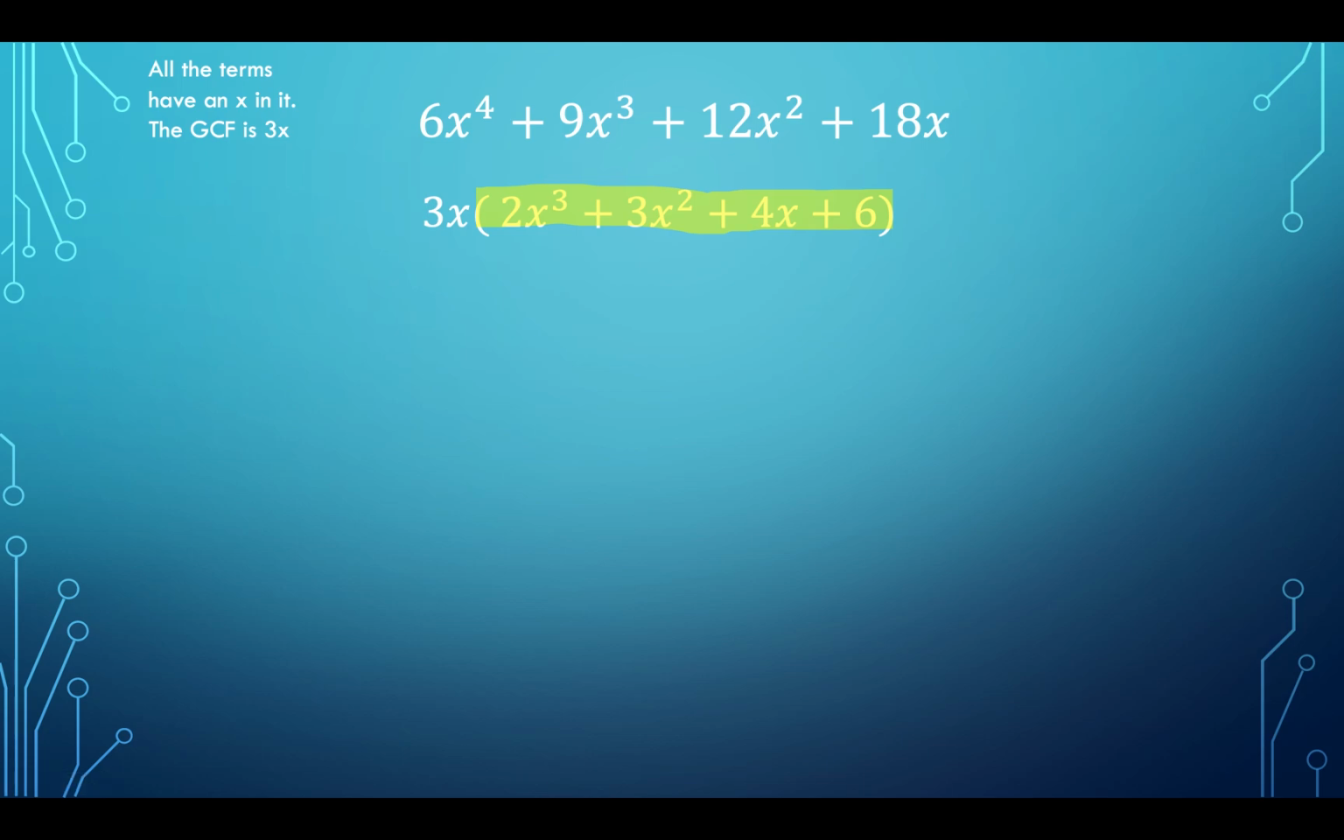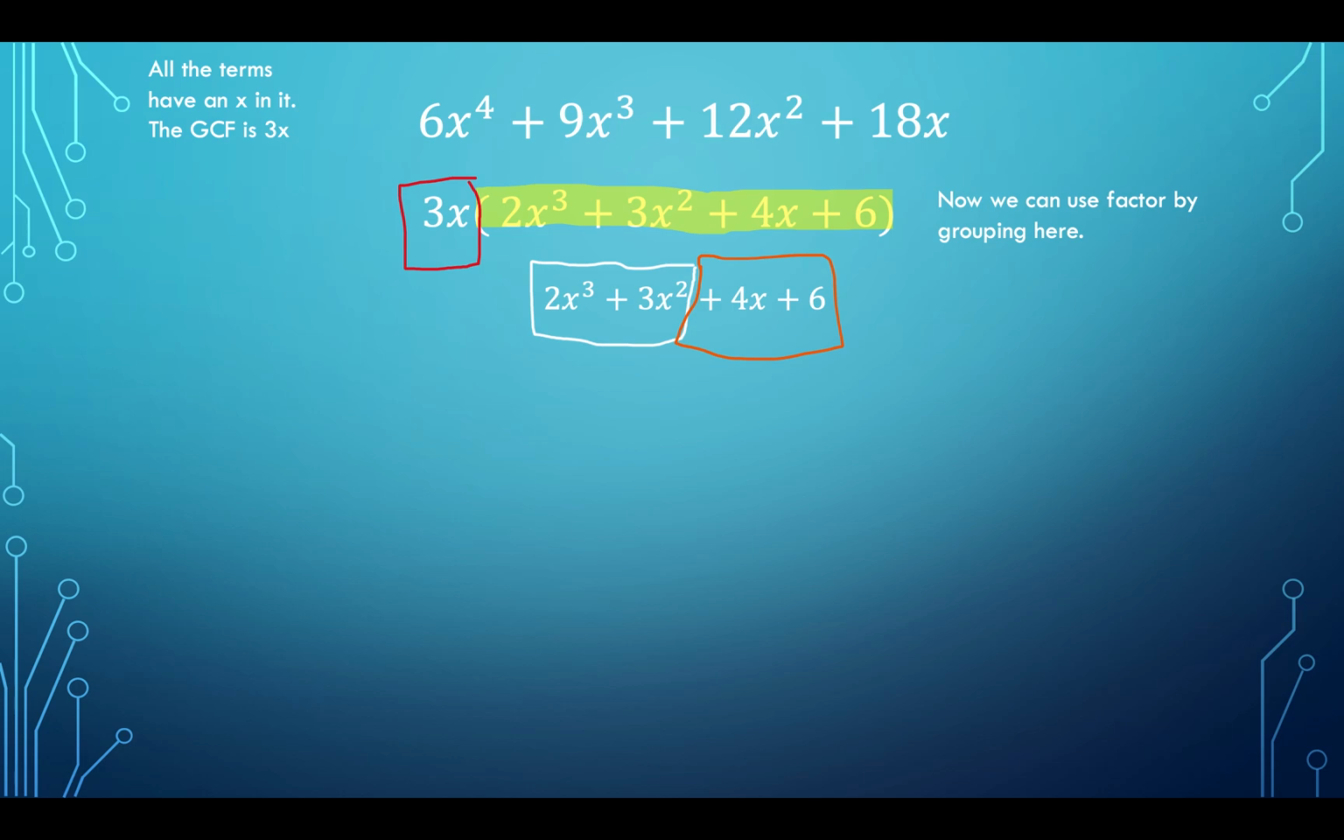So highlight it in yellow. We're going to use factor by grouping here. And remember, I told you to box this, do something with it, so we know we have to come back to it at the very last step. So we're going to do factor by grouping for what's in yellow. Break it up into two separate boxes.